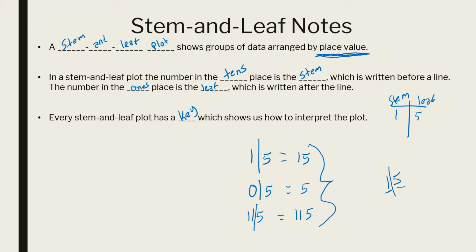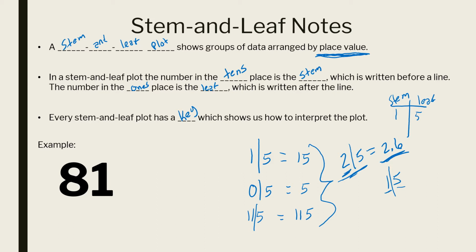And that question I posed in the entry slide, what if I had 2|5 and it equaled 2 6/10? That tells me that this is the whole number now, not the tens place. Okay, hope that makes sense. This key tells me how to read this stem and leaf. All right. Okay, so let's look at an example here. If I have 81, the key for that would be 8|1. The 8 would be the stem, and the 1 would be the leaf.